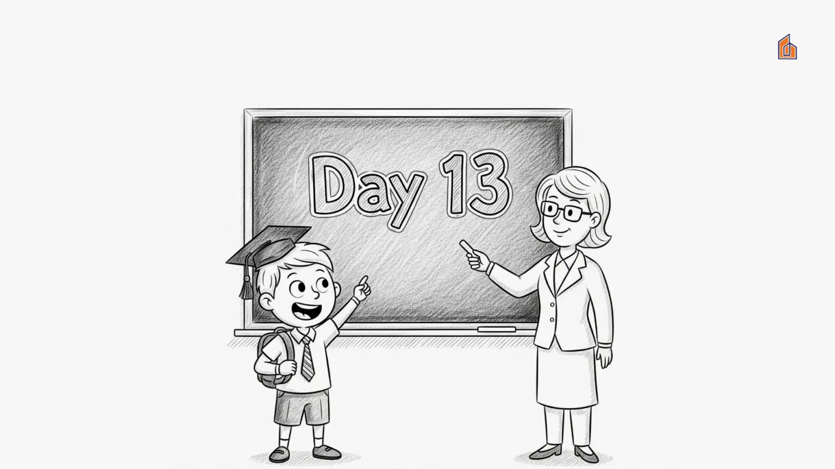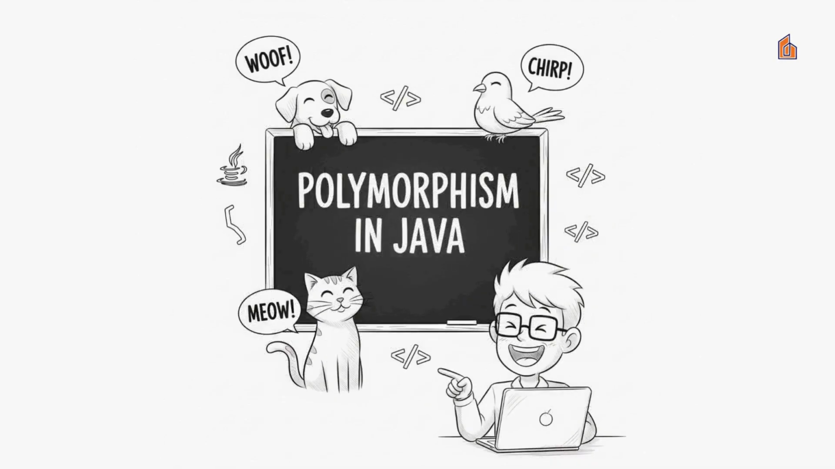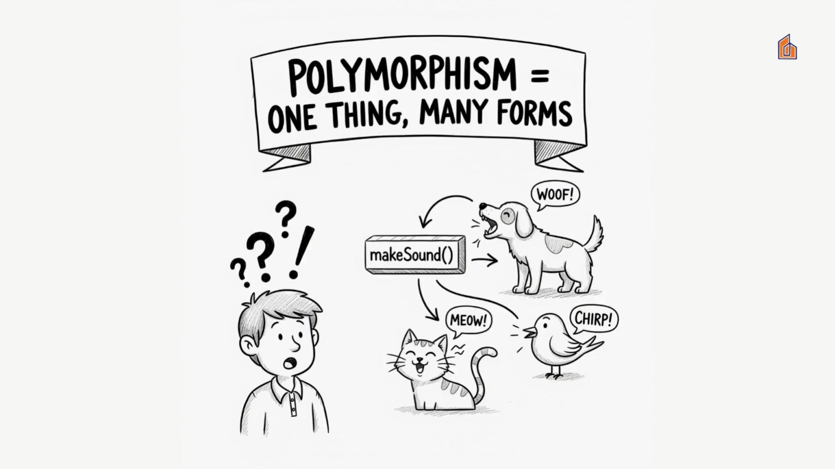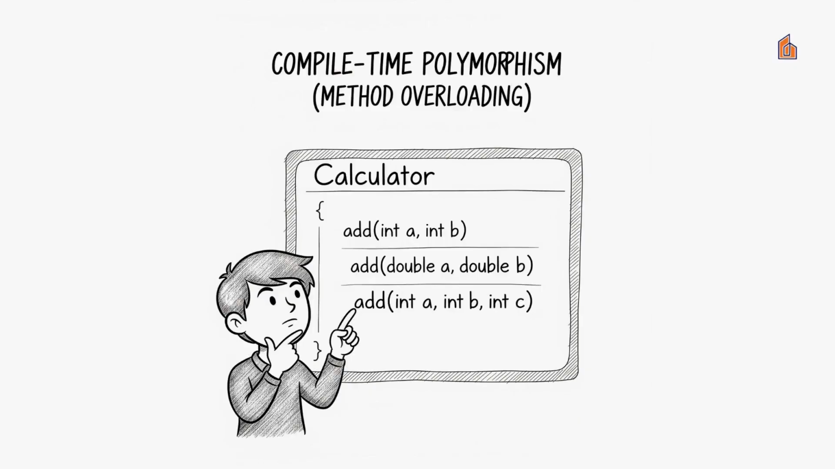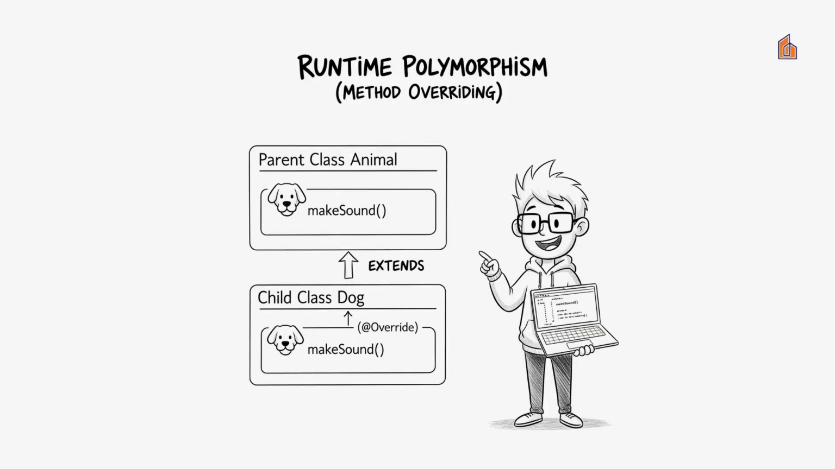Welcome back to day 13 of Java in 30 days by Quipoin. Today, we are diving into one of the core pillars of object-oriented programming, that is polymorphism. Polymorphism simply means one thing, many forms. In Java, this can be achieved in two ways: compile time polymorphism, also called method overloading, and runtime polymorphism, also called method overriding. Let's see both in action with an example.